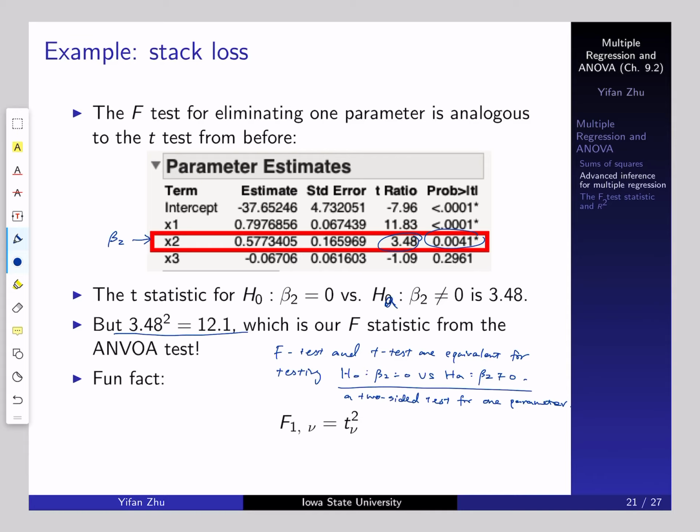okay? And this is one thing that is very interesting. And this explains why these two numbers are the same. The F(1,ν) is always equal to T(ν) squared. So these two random variables are always equal.